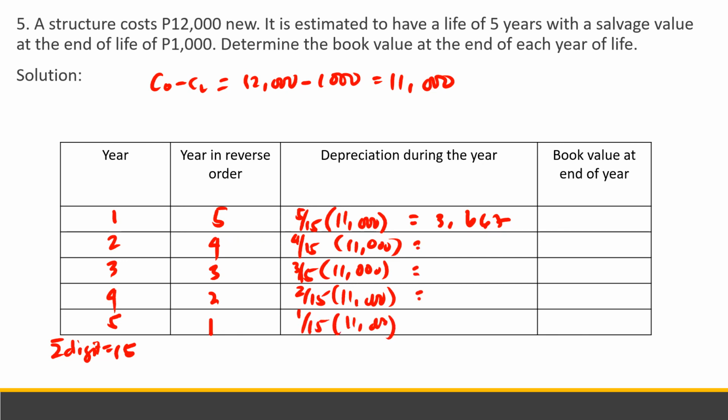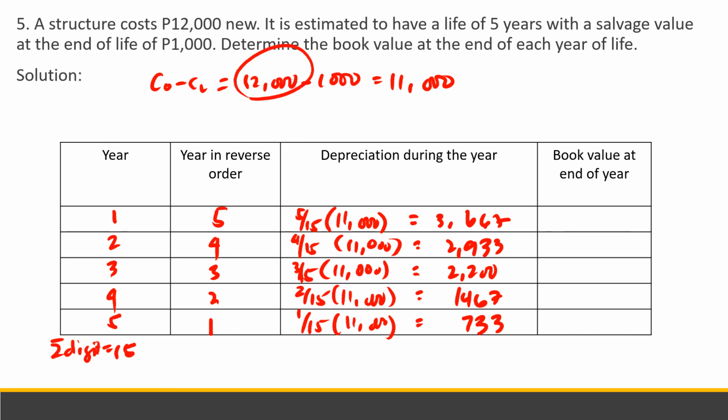So the depreciation for every year is 3,667 for first year, 2,933 for second year, 2,200 at the end of third year, and 1,467 at the end of fourth year, and 733 at the end of 5 years. So you will subtract the depreciation every year dun sa CO natin.